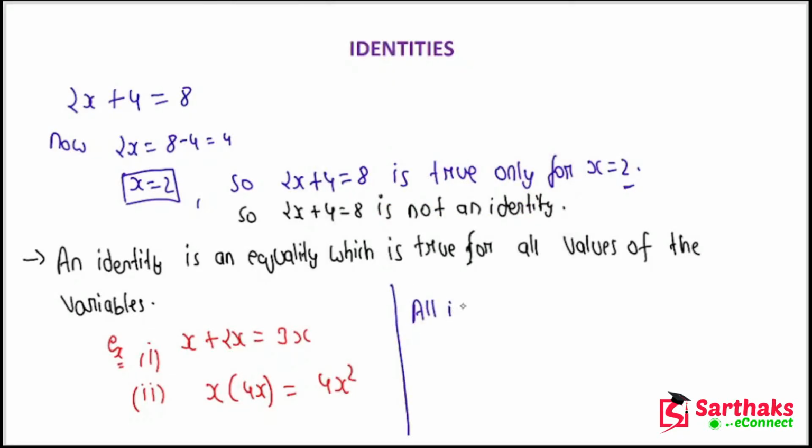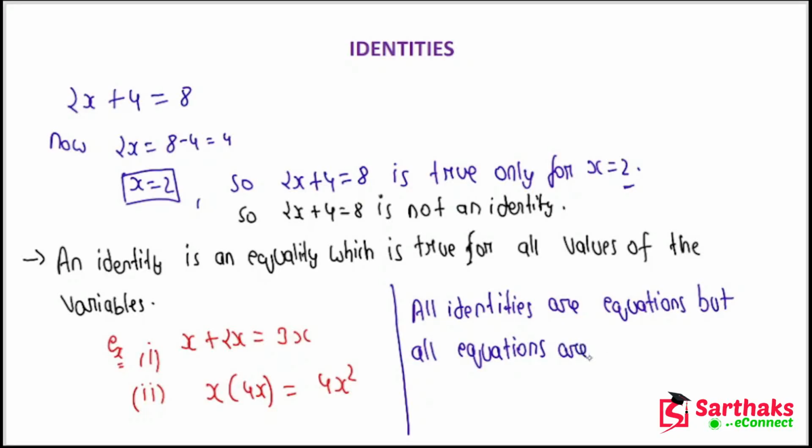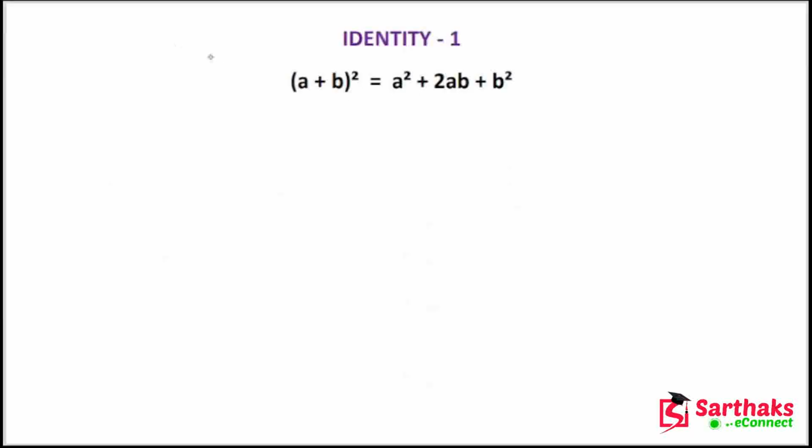All identities are equations, but all equations are not identities, right? So you can see that all the equations are not identities, but all identities itself are equations because they contain an equal sign. Okay, let us move on to the first identity, which is very famous.